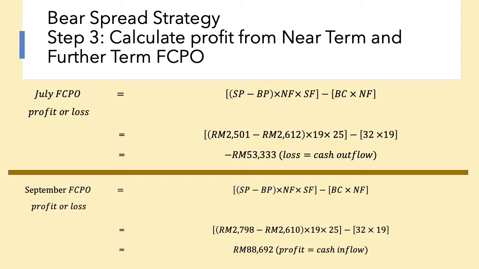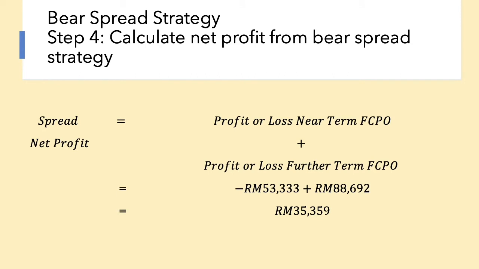Profit is cash inflow. Step number 4, you need to calculate net profit from bull spread strategy. So spread net profit is profit or loss near-term FCPO plus profit or loss further-term FCPO. So for near term, you make a total loss of 53,333 ringgit. So for loss, you need to put negative because it is a cash outflow. For further term, you make a profit of 88,692, so positive sign, profit, cash inflow. So your total profit or loss is 35,359 ringgit.